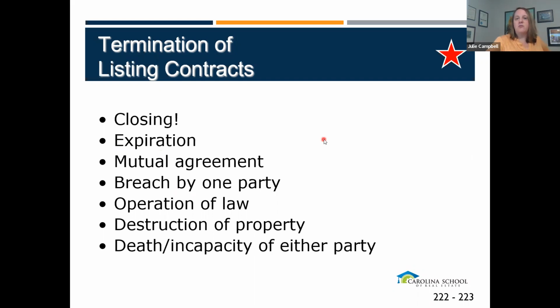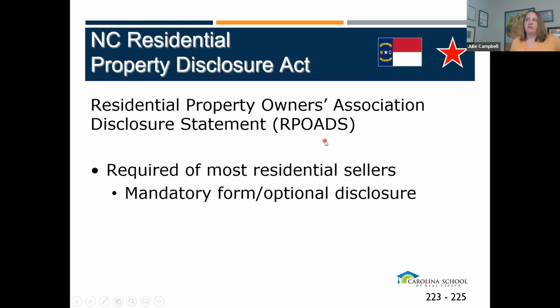Also working with sellers, we got some seller disclosures. So let's talk about some seller disclosures. There's certain information that the sellers have to complete the forms. They don't have to disclose anything, which is what makes these interesting.